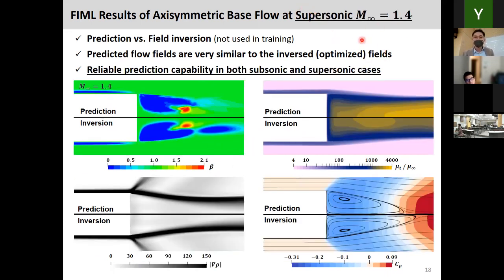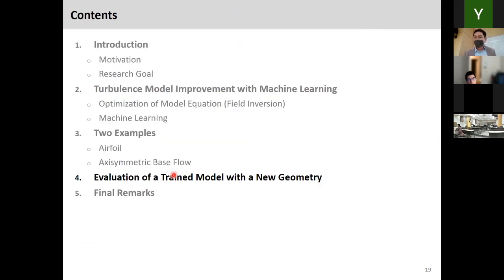Same story for the supersonic case. This is Mach number 1.4. Overall, even the numerical schlieren image is quite similar. So far we have seen two examples: one is L4 and the other one is axisymmetric base flow.